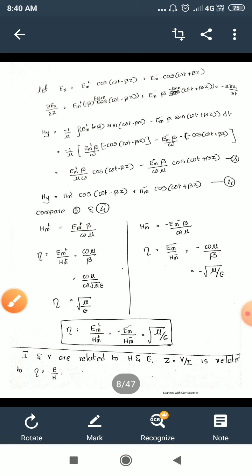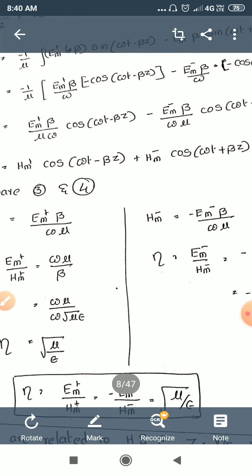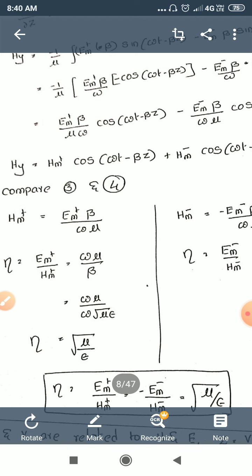So by solving this equation we got equation 3. So already we know Hy equal to this equation. By equating these two, comparing equation 3 and equation 4, both are Hy. So by comparing these two equations, what Hm components did we get? Hm plus equals Em plus beta by omega mu, and Hm minus is minus Em minus beta by omega mu. Now, usually the ratio of E and H is represented as eta. So eta equal to Em by Hm equal to omega mu by beta. Already beta is nothing but omega root of mu epsilon. So eta equal to root of mu by epsilon.